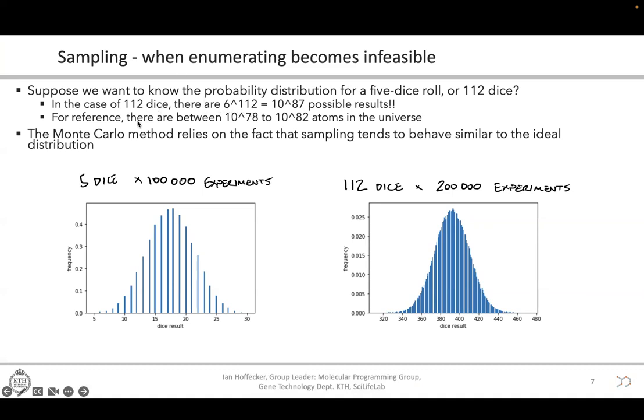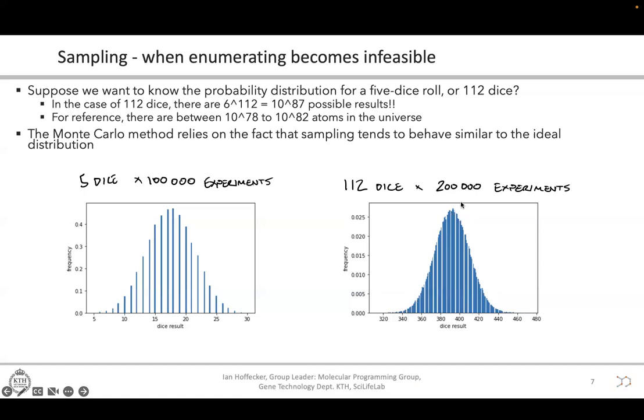And for reference, there are between 10 to the 78th and 10 to the 82 atoms in the universe. So here we have more possible results than there are actual atoms in the universe, which means that the strategy of enumeration that we did for the 2 dice throw is simply not going to work for the 112 dice throw. But what we can do is we can sample. So here's for 5 dice throw and 100,000 experiments, we've generated this distribution. For 112 dice throw, here we can do just 200,000 experiments, and this gives us a really good idea of the shape of the distribution.